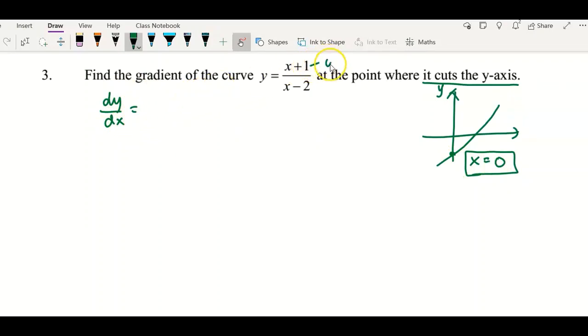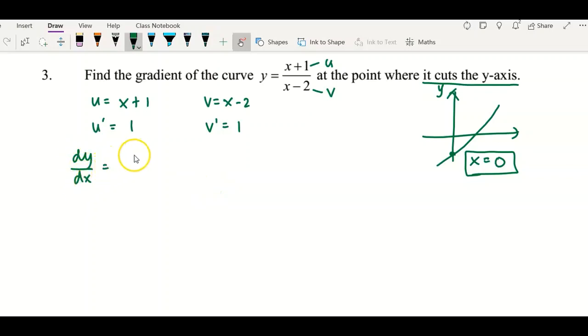Since this is in quotient form, I will just apply the quotient rule. To apply the quotient rule, I need to get my u and u prime, v and v prime. u is x plus 1, u prime is 1. If v equals x minus 2, then v prime also equals 1. Then we apply the quotient rule to get the dy dx.